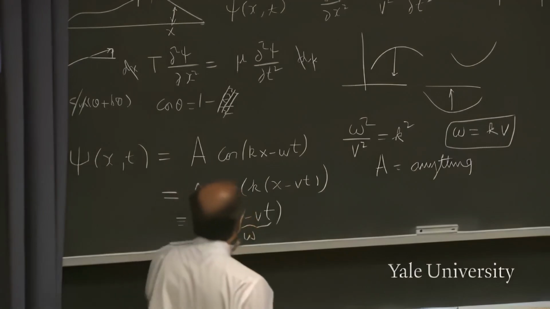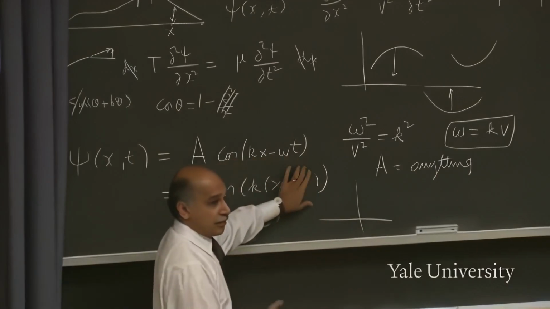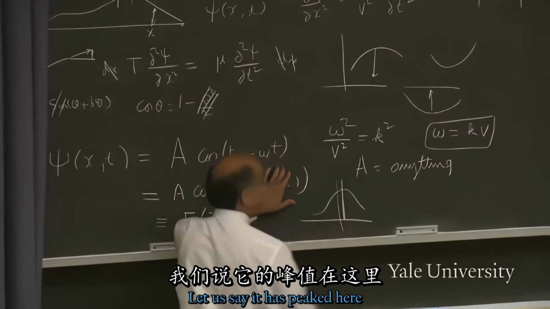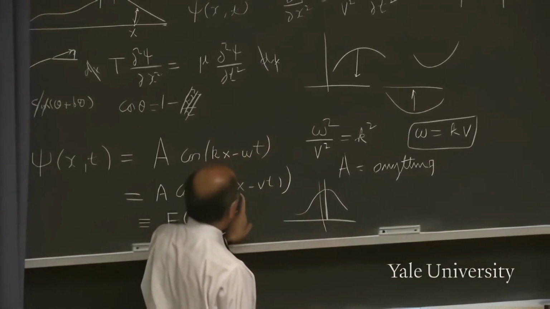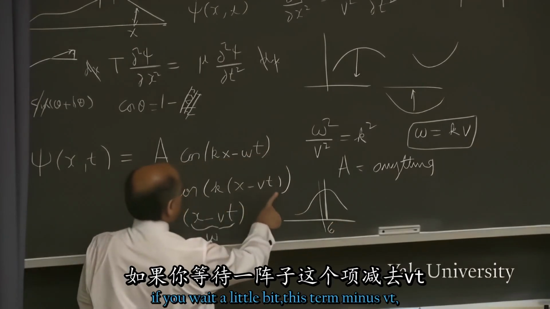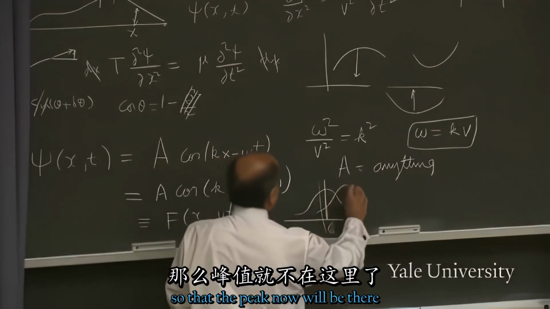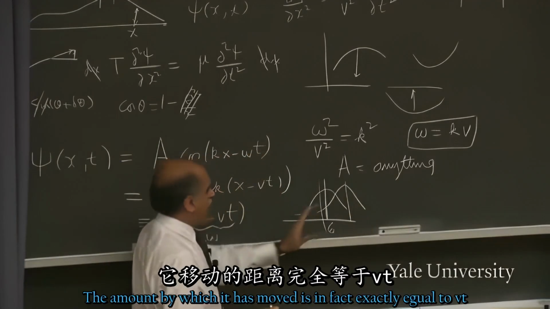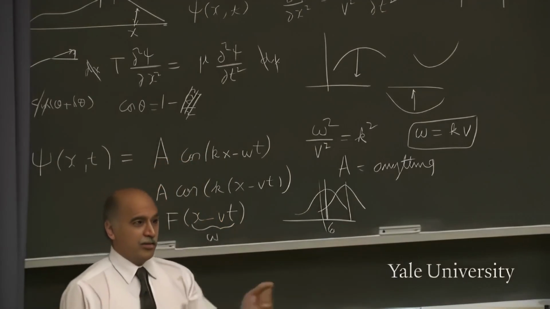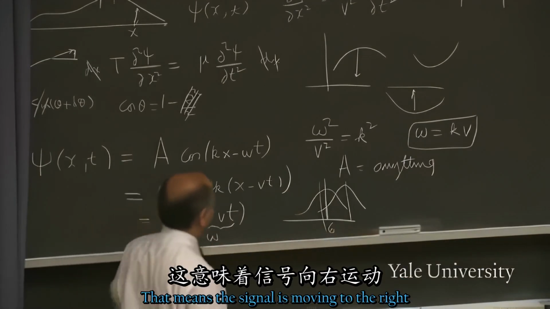Let me tell you why. Take any function you like at a given time, t equal to 0. It has a certain shape. Our cosine has a certain shape, but take any shape you like at t equal to 0. Let us say it is peaked here, at x equal to 6, for example. If you wait a little bit, this term, minus vt, is subtracting from x, so you've got to add to x the same amount so that the peak will now be there. The amount by which it has moved is in fact exactly equal to vt. In other words, if vt becomes non-zero, x should become non-zero by the same amount if you want to track the crest of that wave. That means the signal is moving to the right.